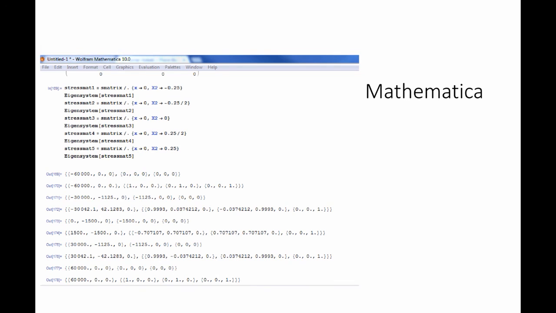We can then evaluate the stress matrix at different points. So first point is evaluating the stress matrix when x is 0 and x2 is equal to negative 0.25. Here I'm using small x for capital X1 in the problem. And then we can calculate the eigensystem of stress matrix 1 and so on. And so you can see here, for the first case, the eigenvalues are negative 60,000, 0 and 0, and the eigenvectors are these three. And for the second case, this is the answer, which was shown in a few slides ago. And so on, you can evaluate the stress matrix at any point with any coordinates as you wish.